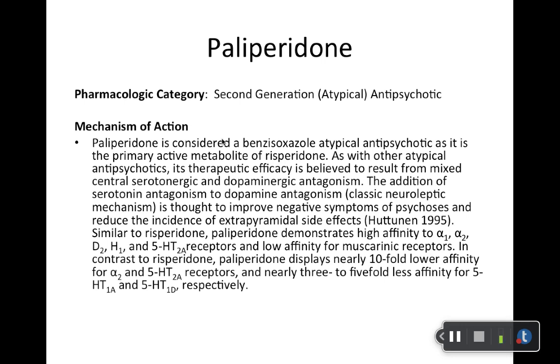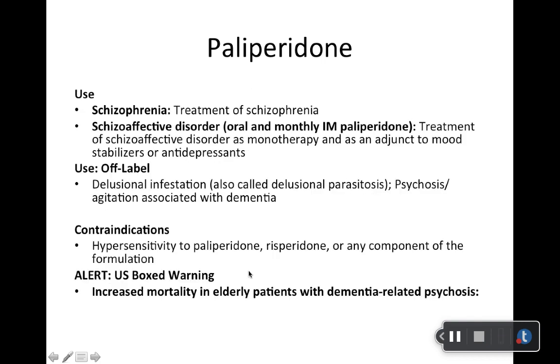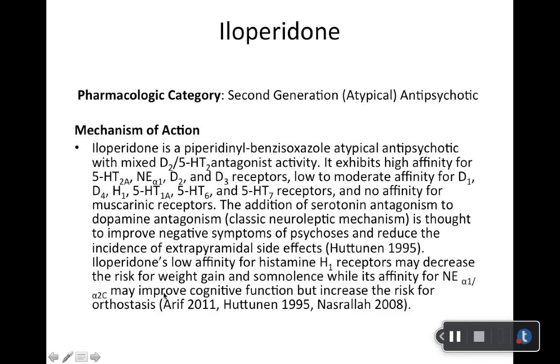Paliperidone, another second generation antipsychotic. Please read through the mechanism of action. Notice the serotonin and dopamine involved there. It can be beneficial with schizophrenia, schizophrenic disorder. Contraindications, we have hypersensitivity, and then the box warning is the one we have been seeing.